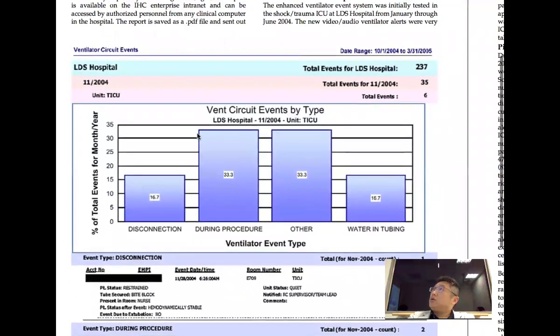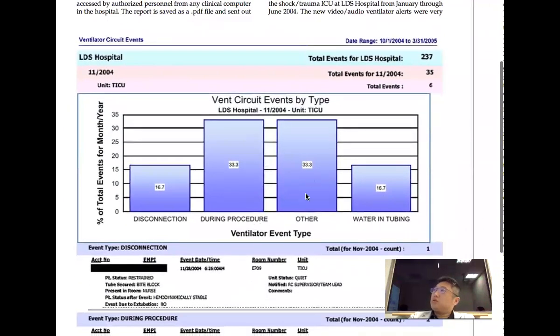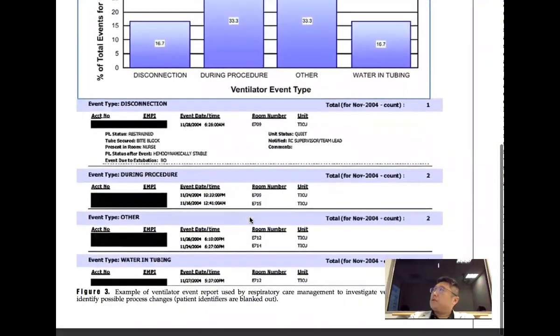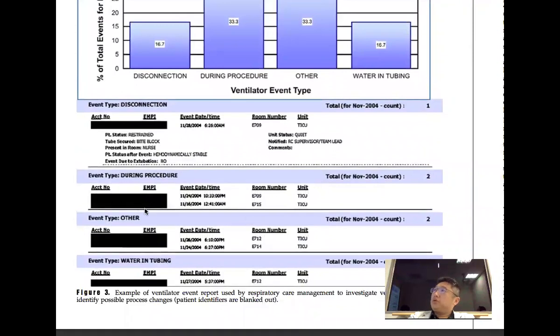Here you can see disconnection during procedure, other, obstruction in the tube. So you can collect data, and you will need to describe all these things. Also, I think the duration is important.